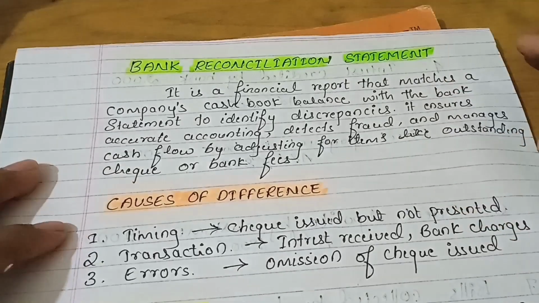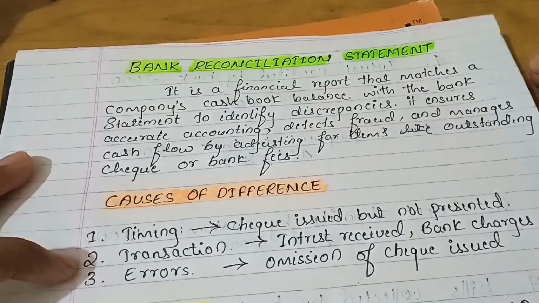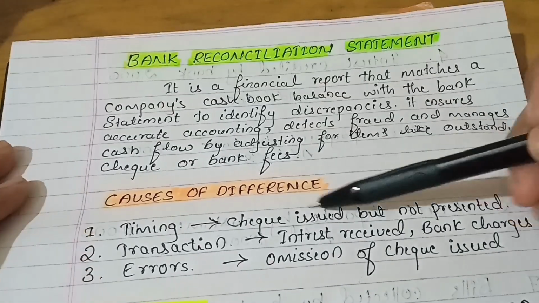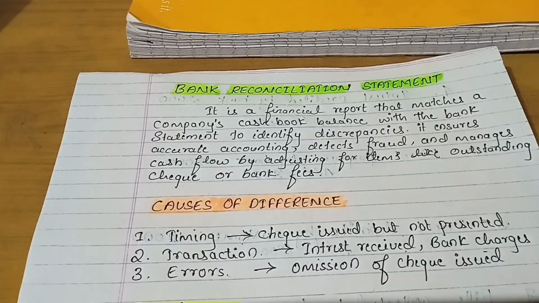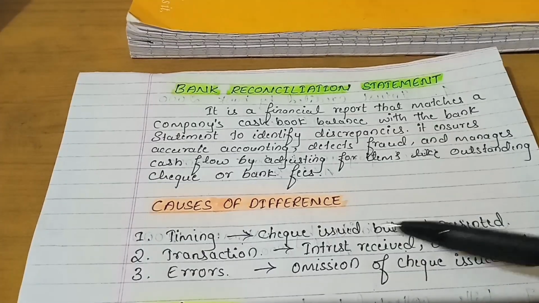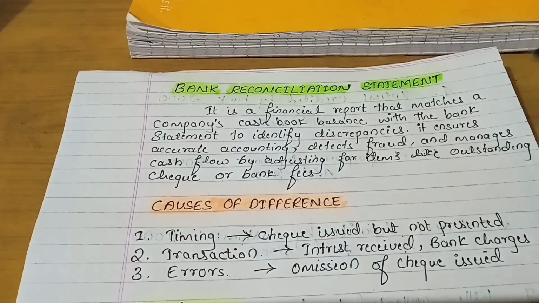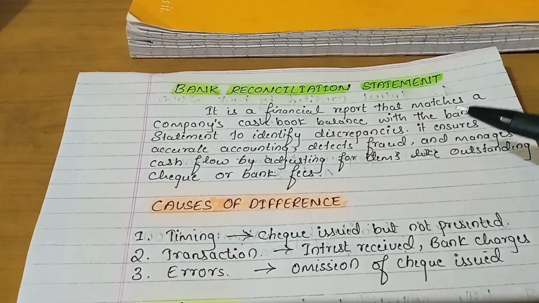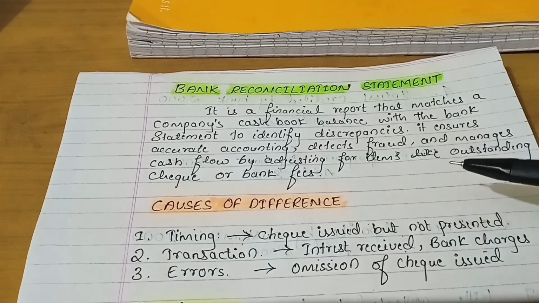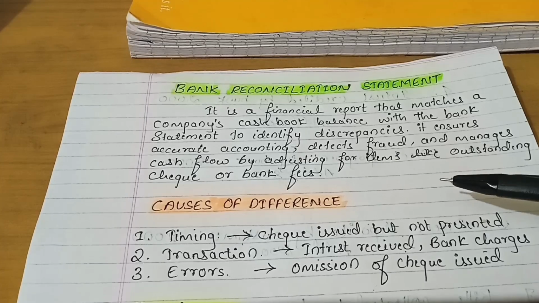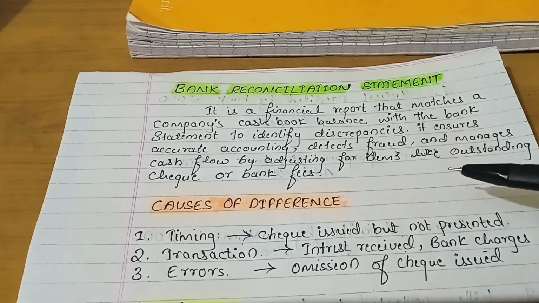So now let's understand the main causes of difference between cash book and passbook. There are only three reasons: timing difference, transactions made by bank, and error. Let's start with the first one, timing difference. Suppose you issue a check today, you immediately record it in your cash book. But the bank will record it only when the person presents that check. So for a few days, your cash book and passbook will show different balances. Same thing happens when you deposit a check. You record it immediately, but the bank takes time to clear it. So again, there is a difference.